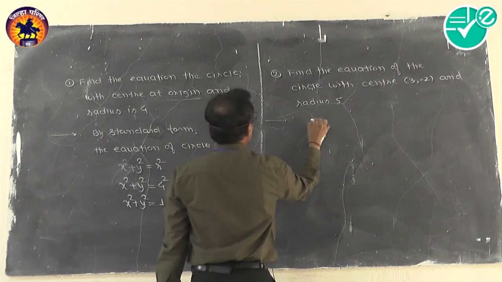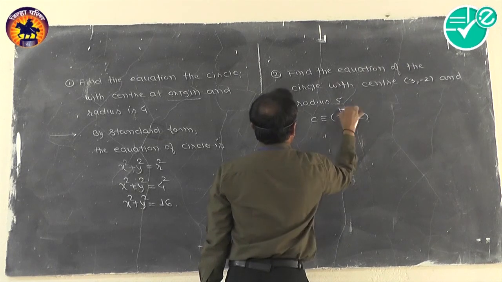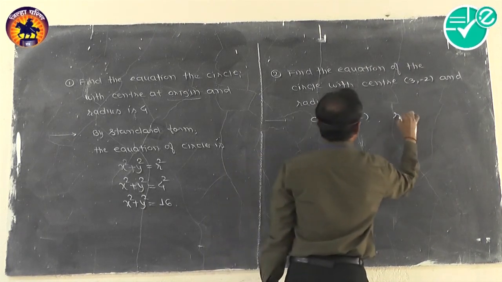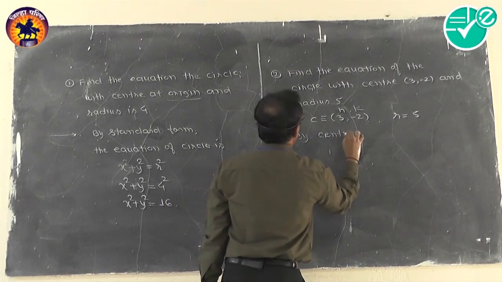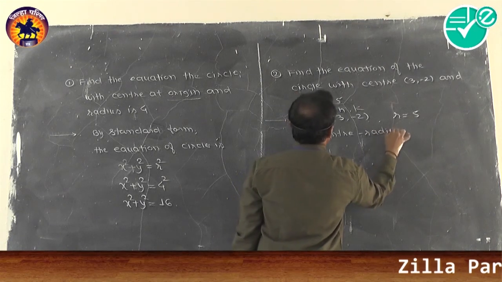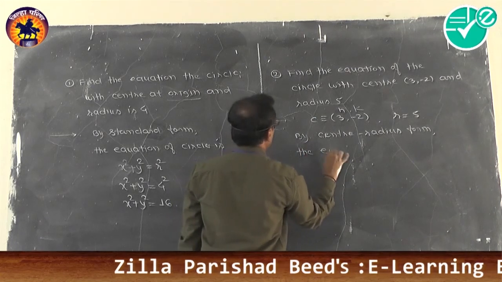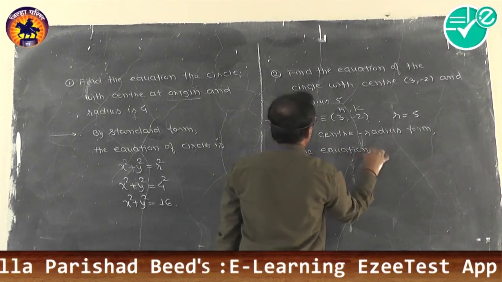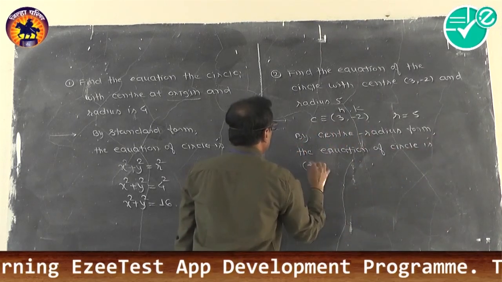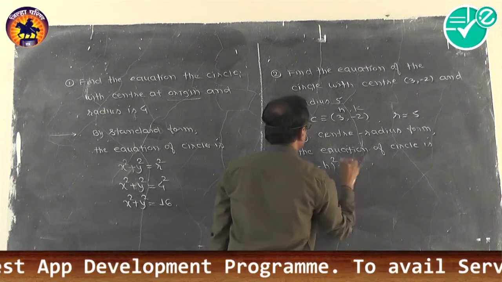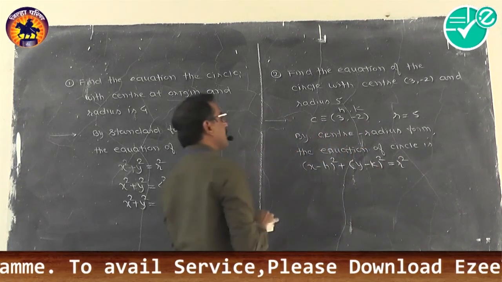Here the center is given to be 3 comma minus 2, which means this is h and this is k, and the radius is given to be 5. You have to write it by center radius form. By center radius form the equation of the circle is, you know the formula, x minus h whole square plus y minus k whole square equals r square.